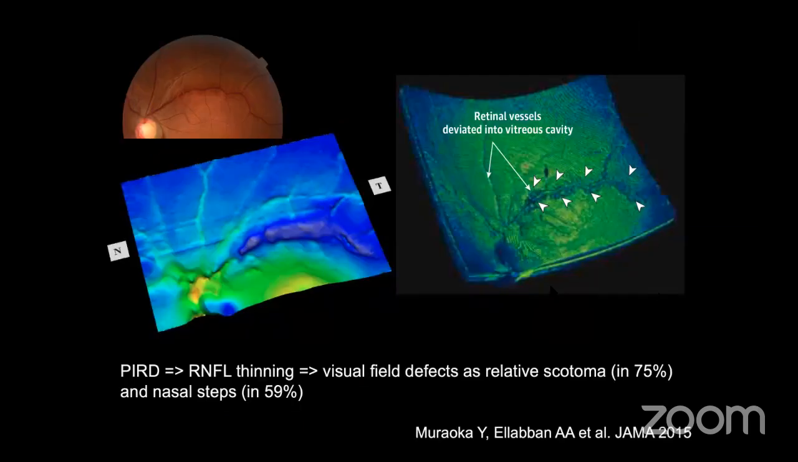We studied that previously with my colleagues, and we found that these paravascular inner retinal defects are associated with some retinal nerve fiber layer thinning. They also can cause visual field defects like relative scotomas and nasal steps in some cases, which are very difficult to distinguish from glaucoma.